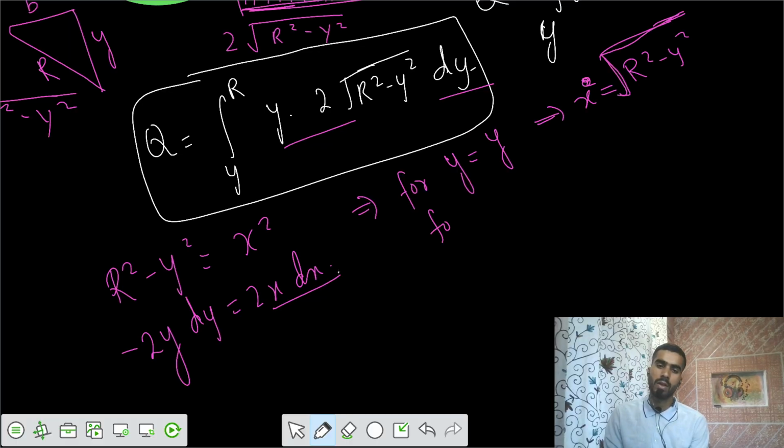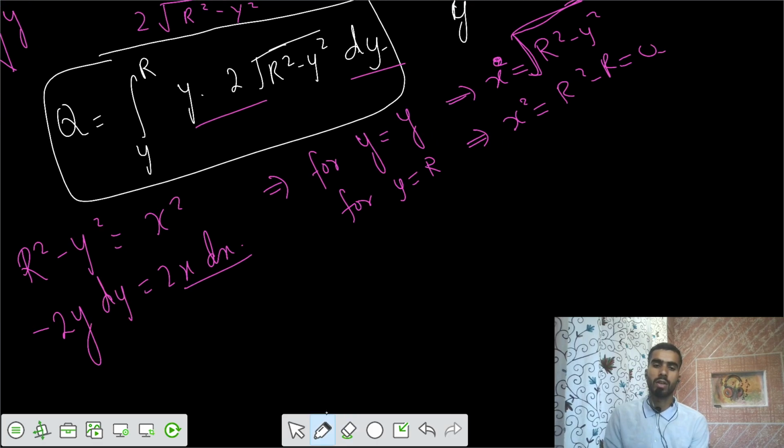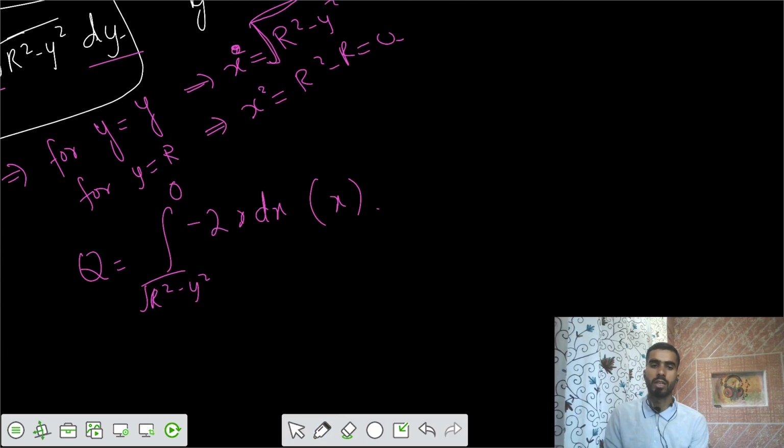And similarly for y equals r, x goes to root of r square minus r square, that is 0. So the limits changed from root of r square minus y square to 0, and you got 2y dy equals minus 2x dx, and you have substituted the value of root of r square minus y square equals x. So you got this function now.